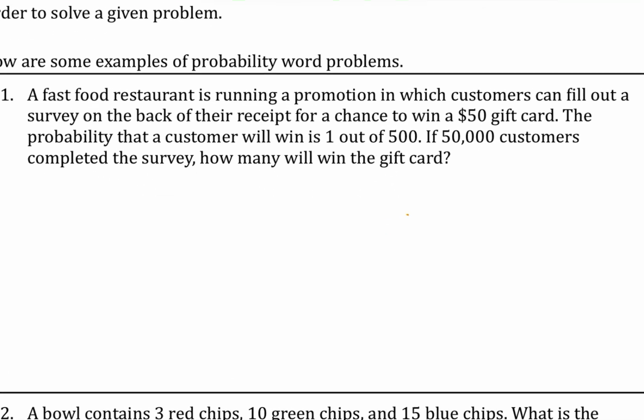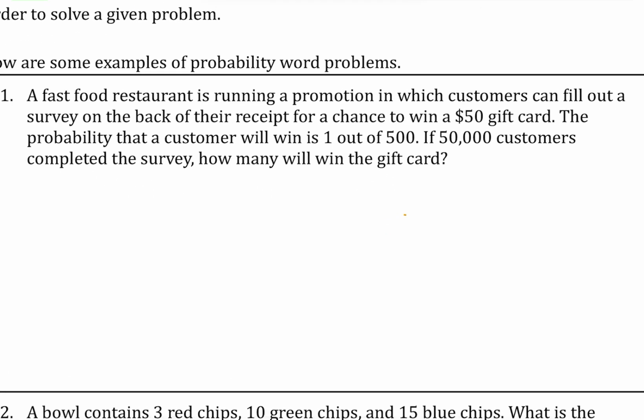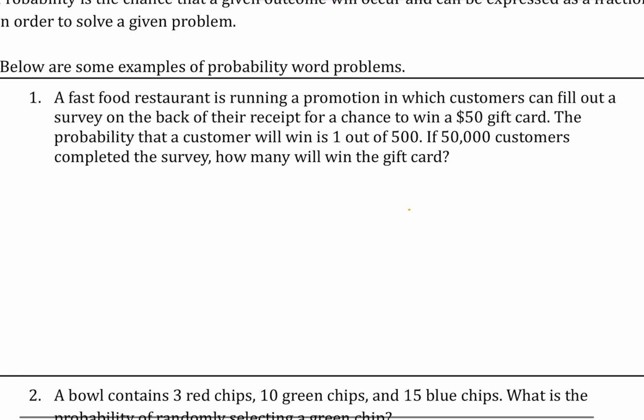This first one, we're looking at a fast food restaurant that is running a promotion where customers can fill out a survey on the back of their receipt for a chance to win a gift card. The probability that a customer will win is 1 out of 500. So that is our probability. And we're given that 50,000 customers completed the survey. If we want to know how many customers will win the gift card, we need to first take that 1 out of 500 probability and turn it into a fraction. So 1 out of 500 can be turned into the fraction 1 over 500.